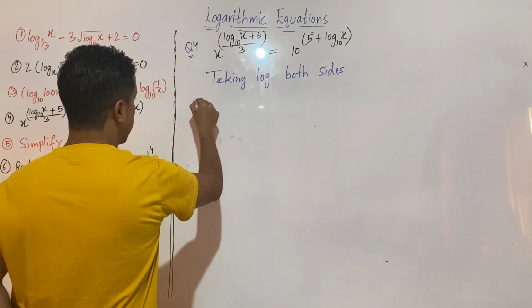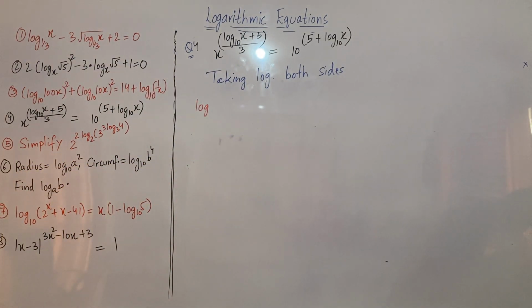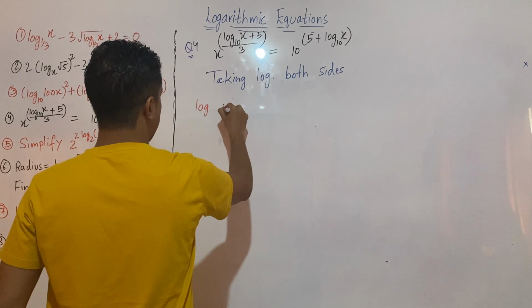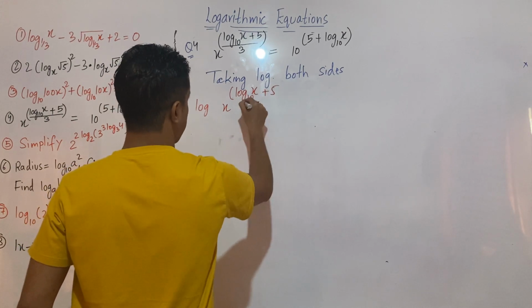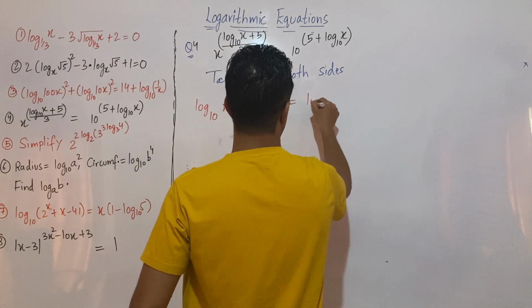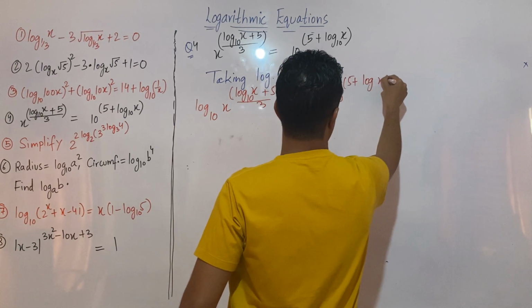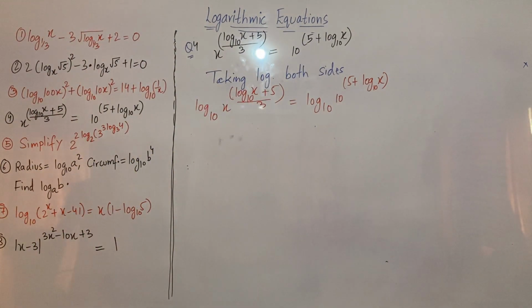So, taking log both sides, here log of x to the base 10 plus 5 by 3, base 10, equals log of 10 raised to 5 plus log x to the base 10, to the base 10.